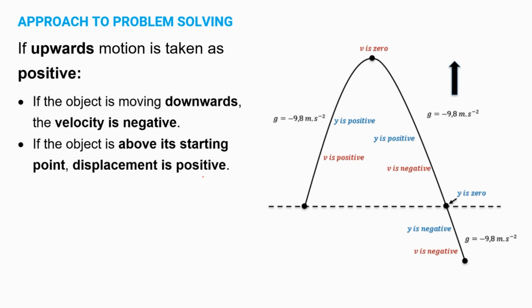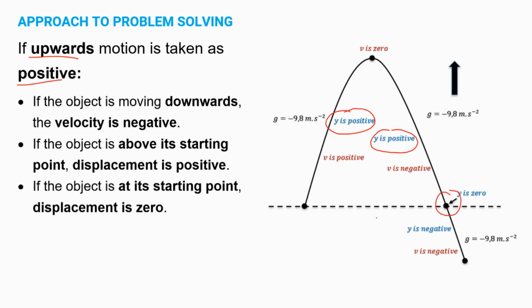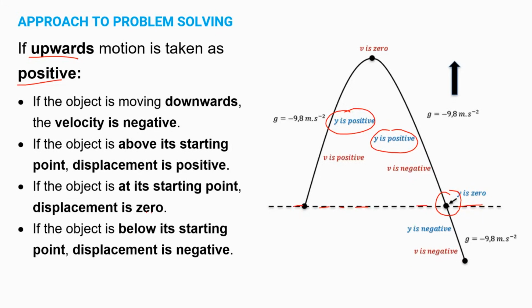And then if the object is above its starting point, displacement is positive. That's if we choose the upward motion as positive. If the object is at its starting point, displacement is 0. And when the object is below the starting point, displacement is negative. Please remember this when we're doing problem solving involving vertical projectile motion. We'll discuss the equations of motion, then we do calculations after that.